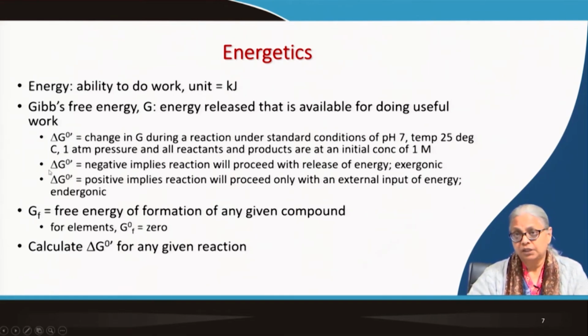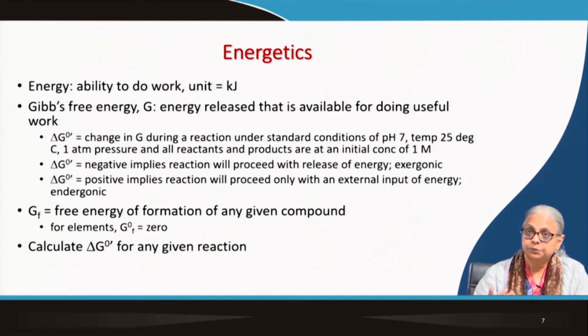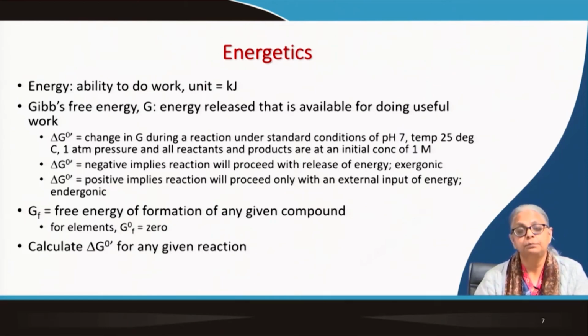If the value of delta G0 dash is negative, it means that the reaction will proceed with release of energy. So we call it an exergonic reaction. If the value is positive, it means an external input of energy will be required and the reaction is endergonic. Okay. So remember, catabolic reactions are exergonic, anabolic reactions are endergonic reactions.